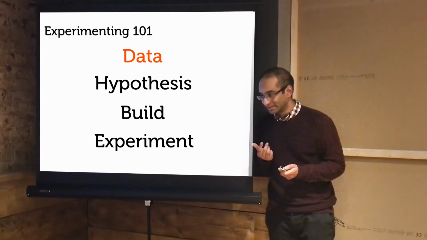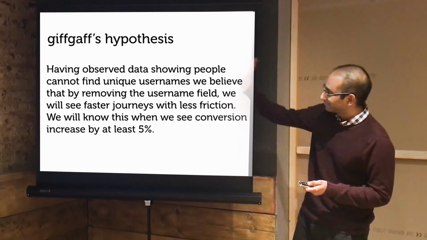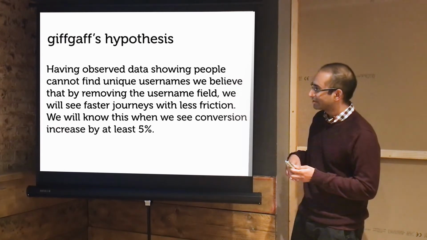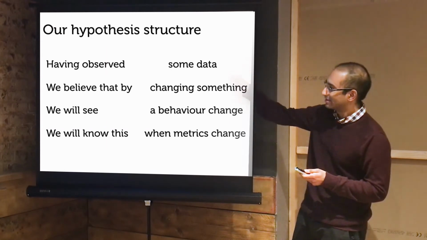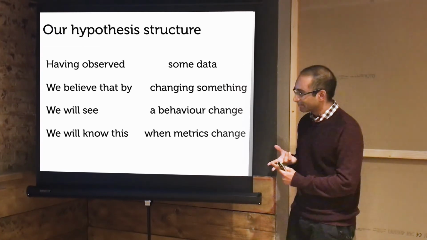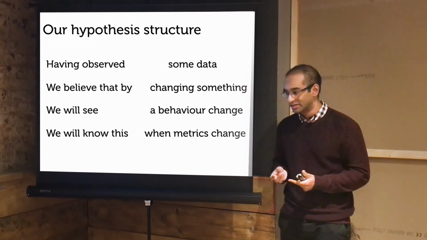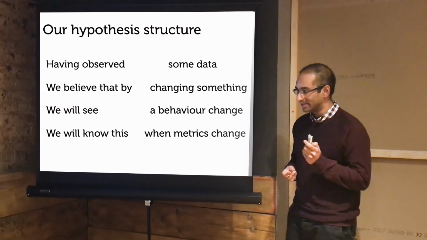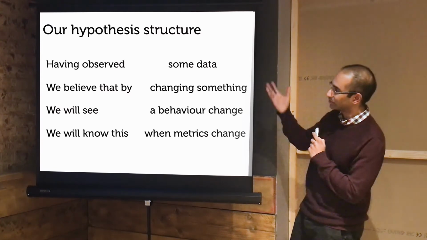So from this, we then built a hypothesis. The hypothesis itself isn't really important. What is important is the structure we use. So having observed something, we believe that by changing something, we will see a behavior change, and we'll know this when the metrics change. And that's really important to get that structure down.